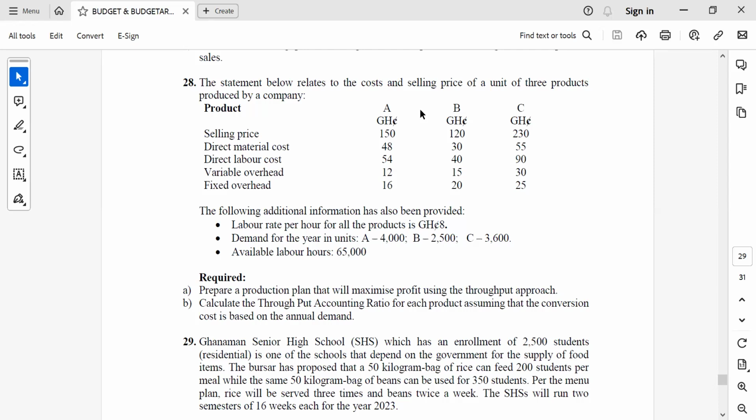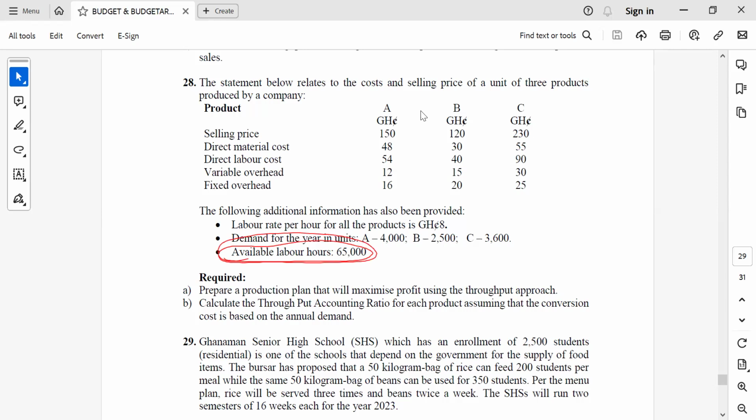The selling price minus the direct material. Okay, so this one, they have given you available hours. So I'm saying that sometimes you can check to confirm whether the labor hours is actually the limiting factor or the bottleneck.